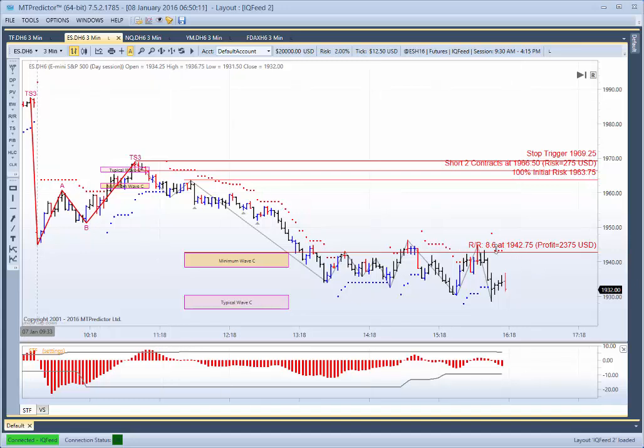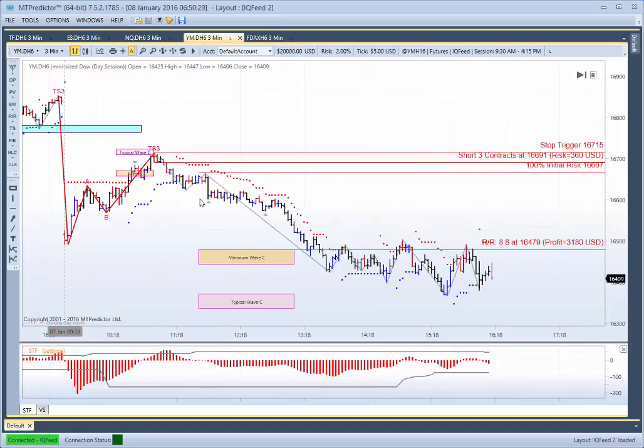So even though there was chaos going on in the China stock market, and that knocked on to sharper falls in the US markets, MTPredictor had a very good day yesterday with a very nice profitable trade in the ES and the YM. So a good day for MTPredictor users yesterday.